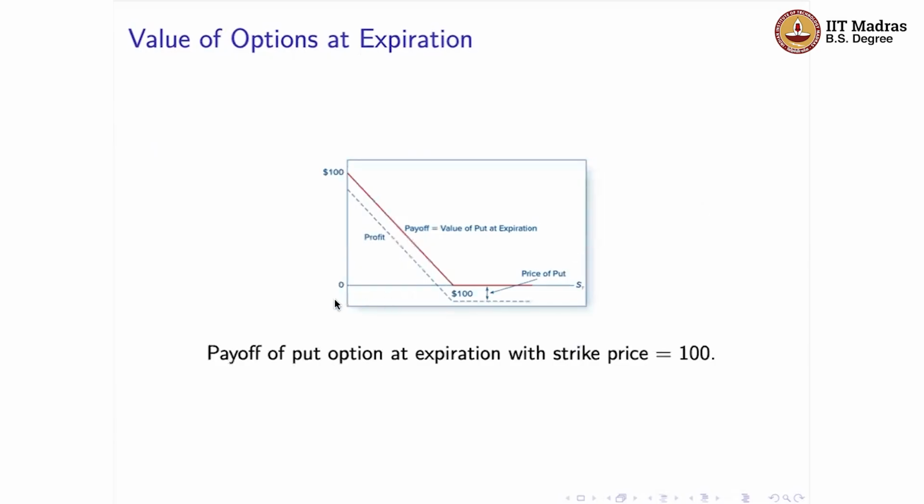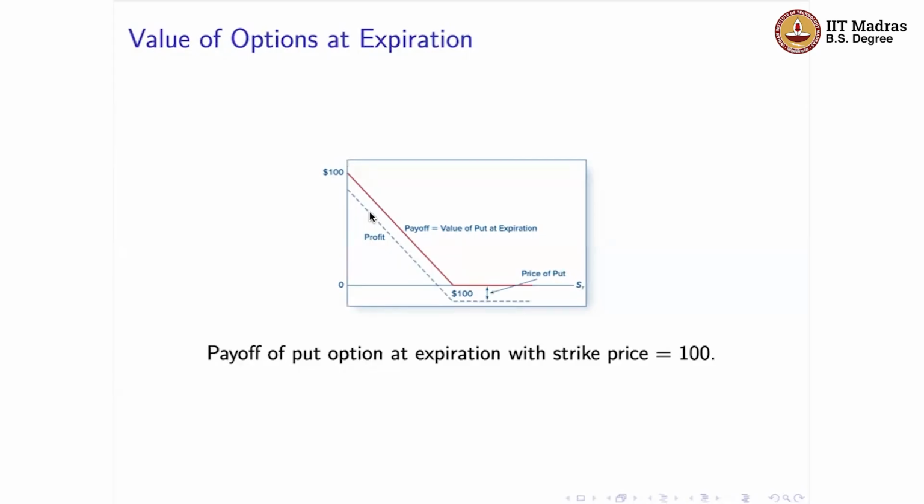What we can see from here is that if the actual price of the stock is more than 100, then it doesn't make sense to exercise the put, right? In which case the profit is going to be 0 minus whatever was the cost of the put option, so it's a negative profit. And as the price of the stock falls, it makes more and more sense to exercise the put option, and so the payoff goes up, and correspondingly the profit goes up, right? You can see that the difference between the payoff and the profit is a constant amount, which is equal to the price of the option, right?